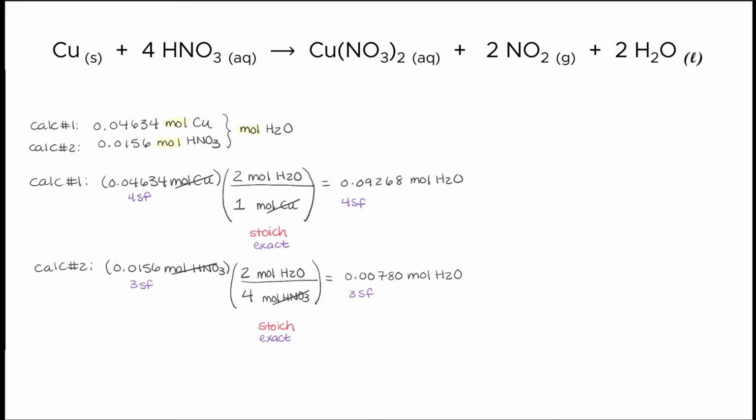So at this point, we've done the calculation beginning with each reactant. And now we have to look to see which reactant gives us the lower amount. And that is here. 0.00780 moles of water is the lower amount, and so this is our theoretical yield.